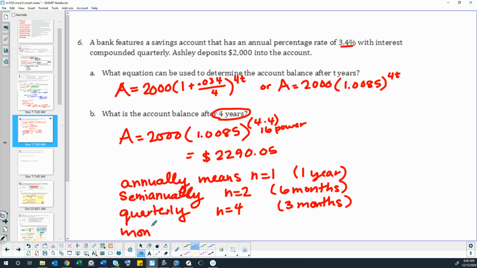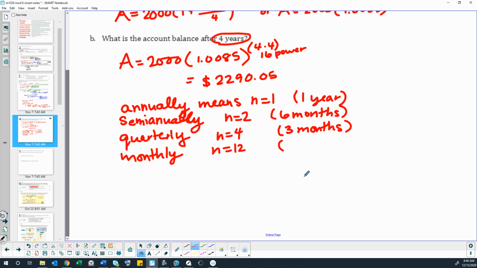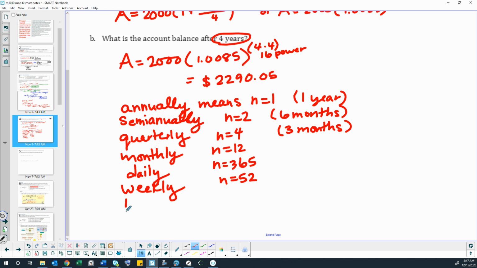Okay, you could do monthly, which would be n equals 12, and that would be 12 months, right? I don't think we need that at this point because you guys understand that that's what monthly means. Okay, so then how about daily? Daily would be 365. I don't know if they would do weekly. What if they did weekly? How would you do hourly? 24 times 365. Yeah.